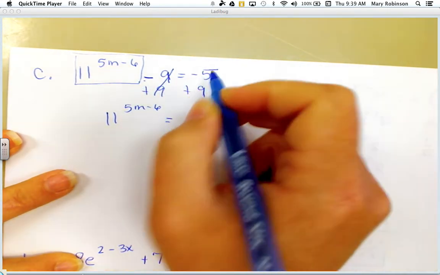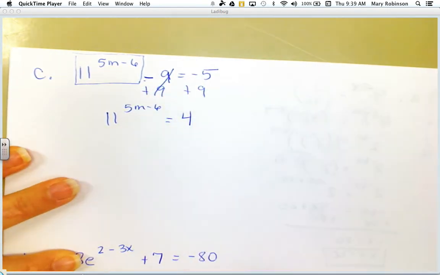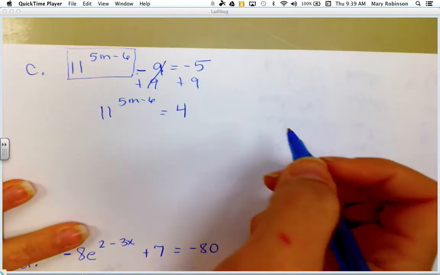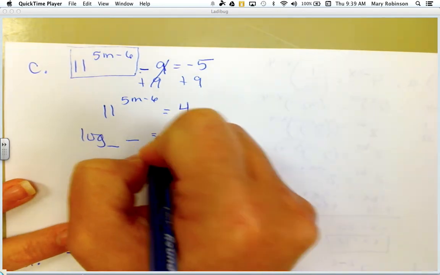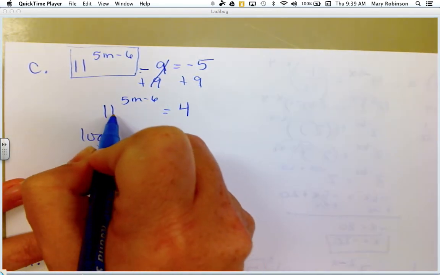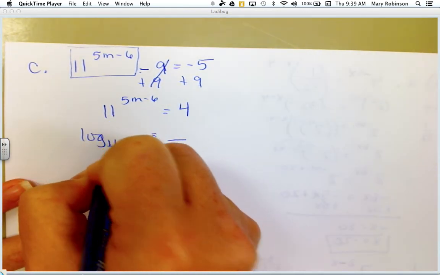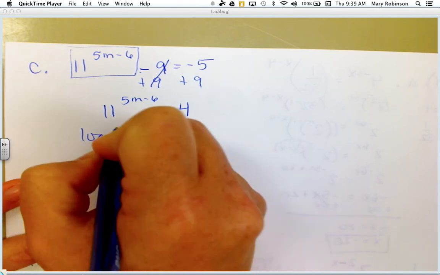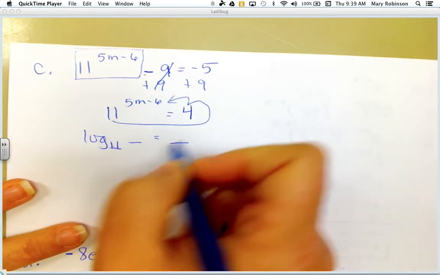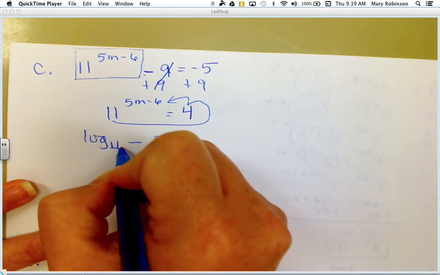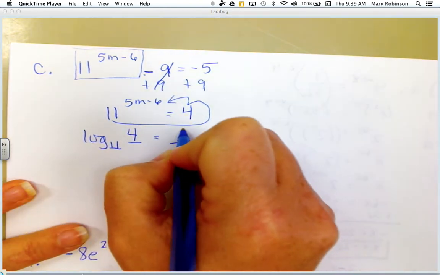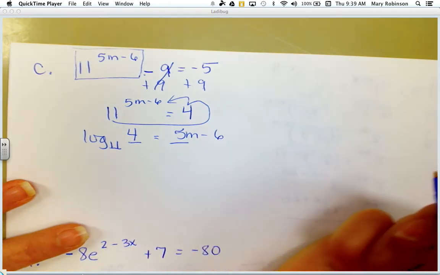And 9 minus 5 is 4. At this point, we want to convert to log form. So remember, we need log base of a number equals a number. So the base in exponential form is the base in log form, and then we switch these. Or just remember that we're going to, in this order, plug in our blanks: 11, then 4, then our exponent. So log base 11 of 4 equals 5m minus 6.